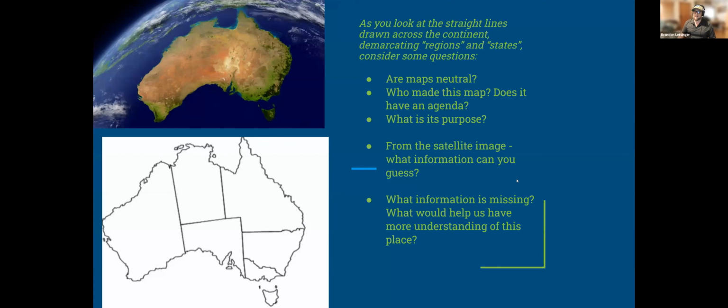And before I go on too much further, I'd love for us just to look at a map and what's missing. And I'd love for people to share if they would like to.